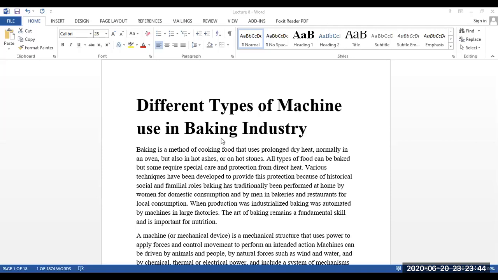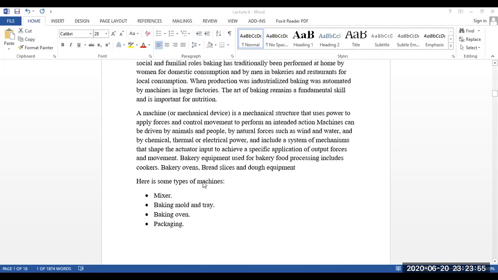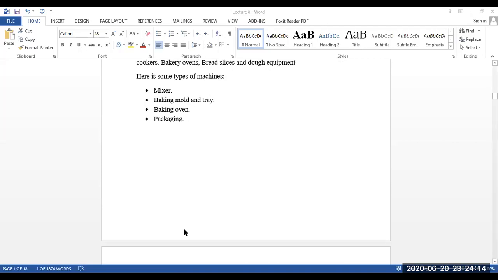Before starting that, we have to know how we can set up a baking industry with the help of different kinds of machines, or how different kinds of machines are used in baking. So you can divide it into four parts. One is mixing, where before preparing the product, you mix it. That means the principle of baking is: mixer, then molder or forming, then baking, and the last one is packaging.